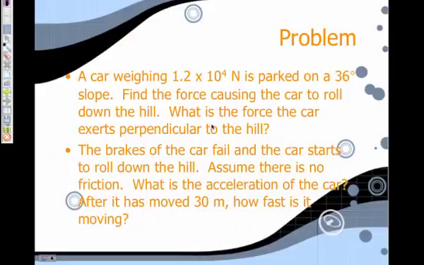So a car weighing 1.2 times 10 to the 4th newtons is parked on a 36-degree slope. Find the force causing the car to roll down the hill. So is that going to be perpendicular or parallel to the inclined plane? Is that like on the inclined plane or against the ground itself? If it's sitting on here, what's the force that it exerts perpendicular?